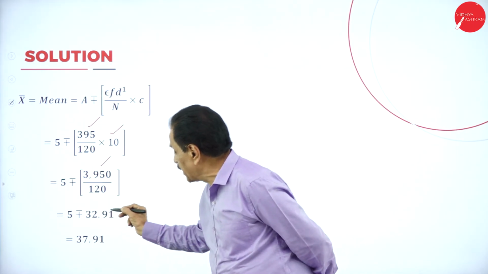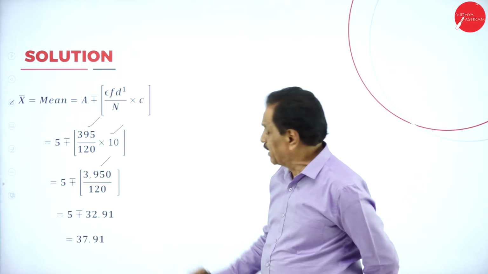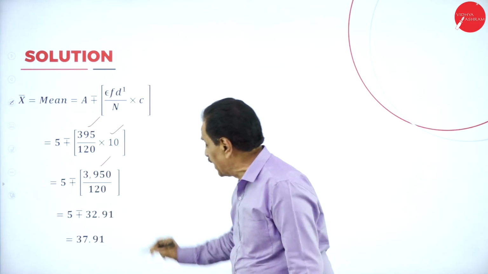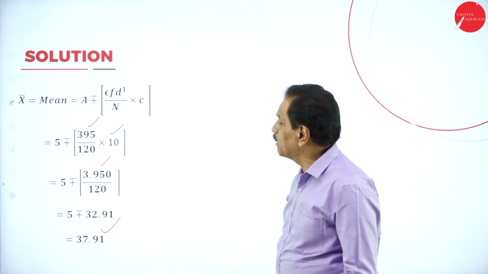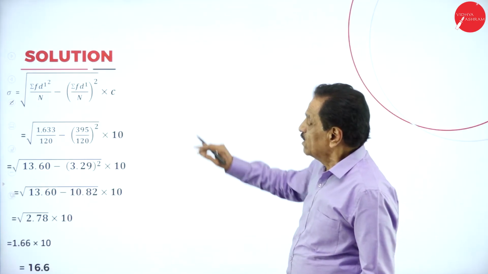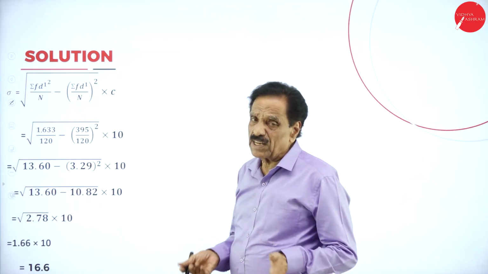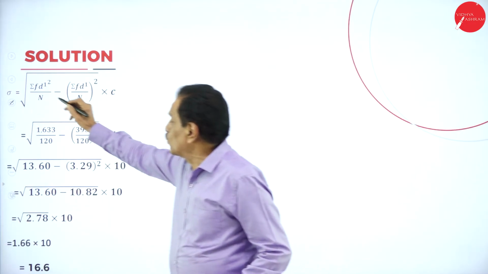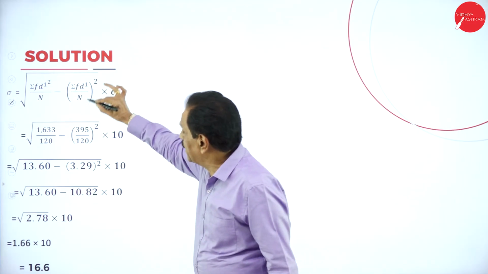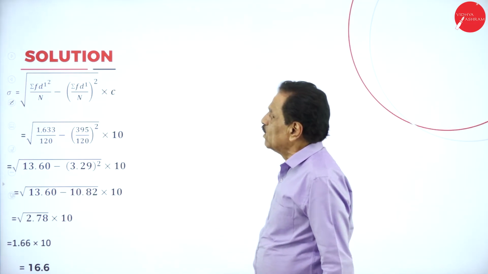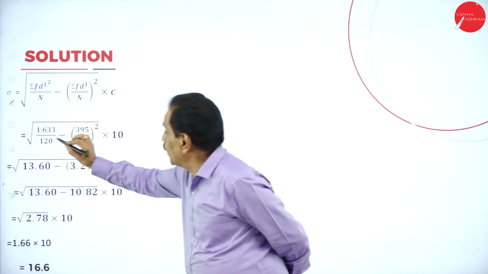If you divide now, it will come 32.91. 32.91 plus 5, it will come 37.91. That becomes the mean. Then standard deviation, you have already done for so many problems. Root of sigma fd dash square divided by n minus sigma fd dash divided by n whole square into C. What is your fd dash square?